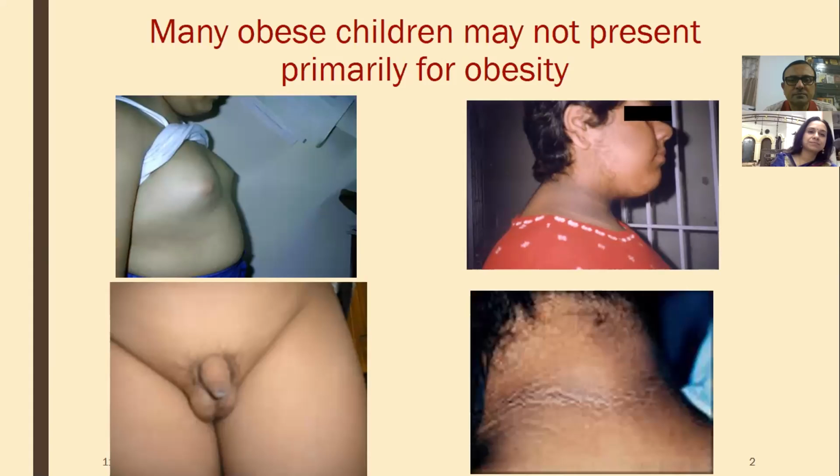And they come to us with that black line on the neck which never goes when I rub it off. And that's the acanthosis nigricans. So very often parents may not realize, and there are scientific studies which have actually shown that parents don't realize their child's obesity problem. But can we as pediatricians afford to ignore it?